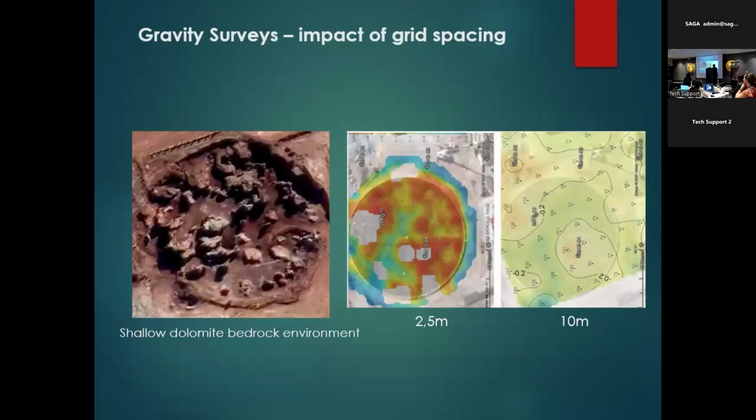Okay, gravity surveys. When we work in a shallow dolomite environment, it's actually a bit more problematic than your deeper dolomite environments. The reason is that we get these narrow grikes that can be 0.5 meter, 2 meters wide. On a 10-meter grid spacing, which is the one on the right-hand side, you can't really see so well.